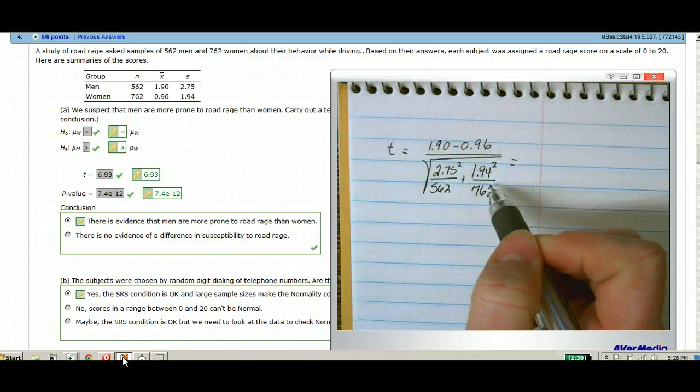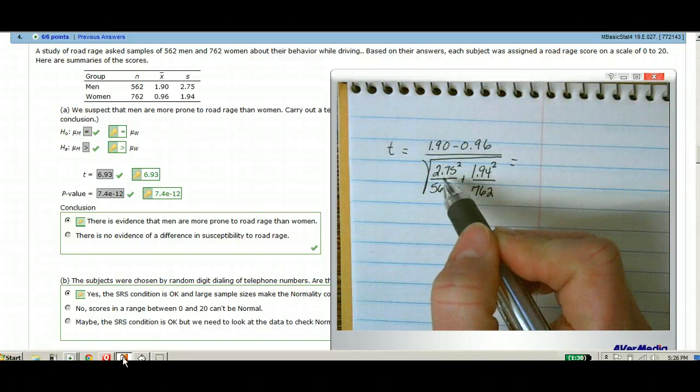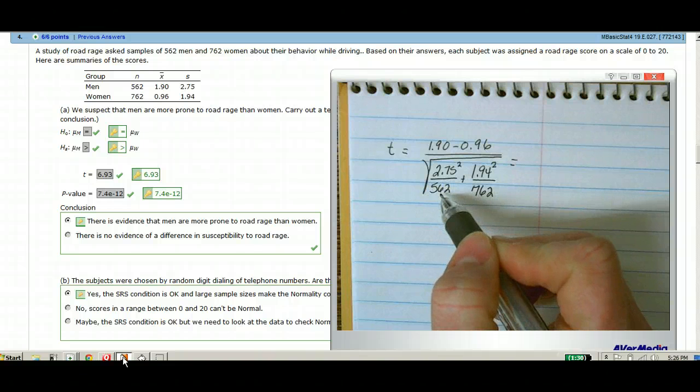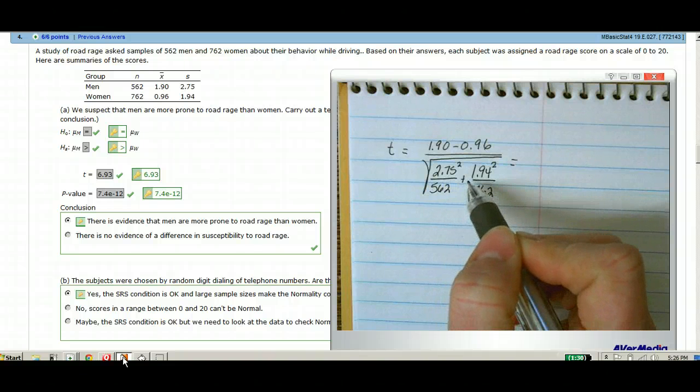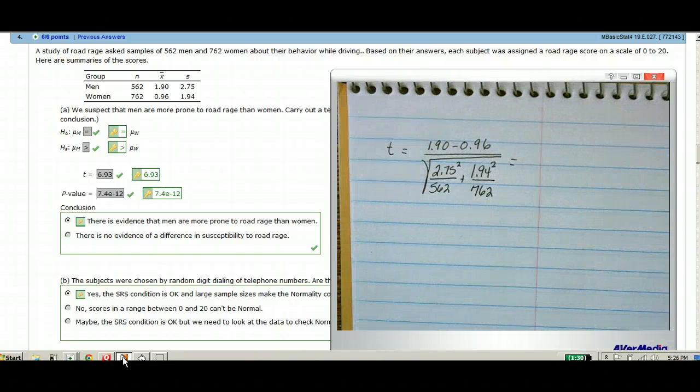But you're just going to put in 2.75 squared divided by 562 plus 1.94 squared divided by 762. No special thing there. And I think when you enter all that in your calculator, you come up with 6.93. Or at least I did when I put that in mine. All right, so that's where the test statistic over here, 6.93, came from.